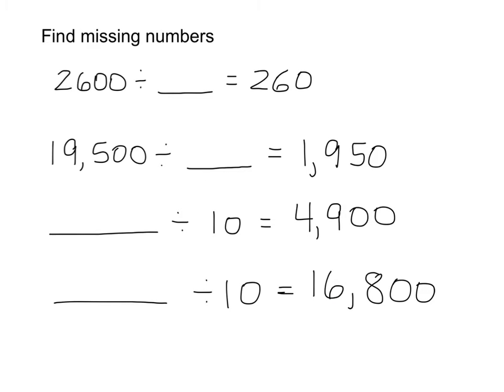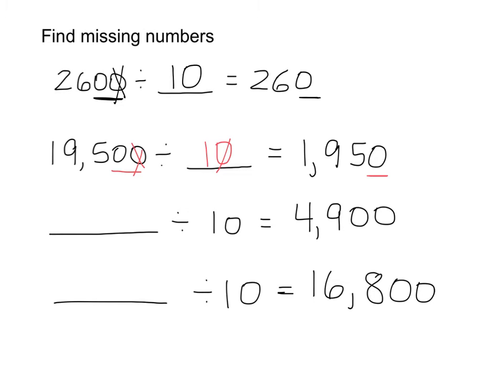If 2600 went from having 2 zeros on the end to having 1, it must have lost 1. You can only lose 1 by dividing by 10. In 19,500, there were 2 zeros, now there's 1. We must have divided by 10 to get rid of that extra 0.